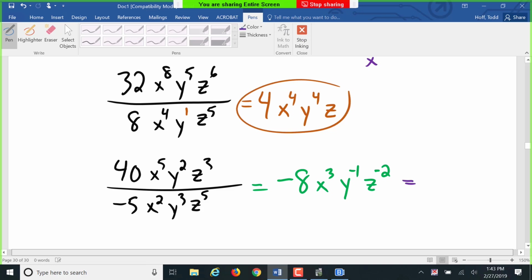If I wanted to make that positive powers, what would it be? So the negative 8 can't be changed. That's going to stay on top. Negative 8 x to the 3rd. The y to the negative 1 moves to the bottom and becomes y to the positive 1, or just y. The z to the negative 2 moves to the bottom, becomes z to the positive 2.